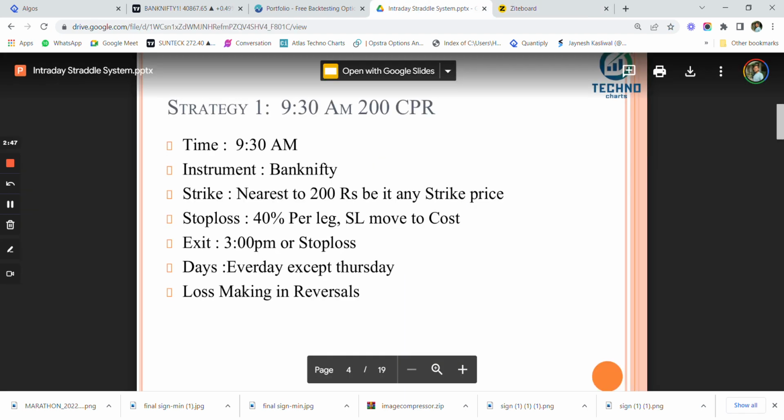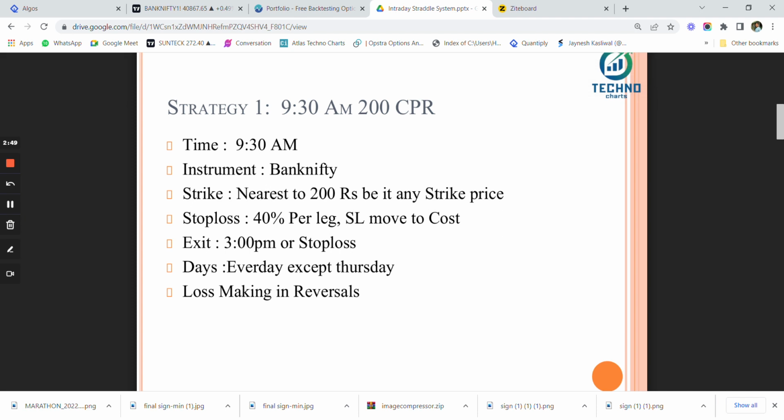What I am going to do at 9:30 a.m.: the instrument is Bank Nifty. I am going to short the nearest 200 rupees premium strike price, be it any strike price. Stop loss on each leg would be 40% and SL would be moved to cost.